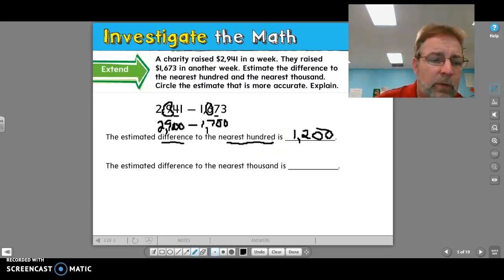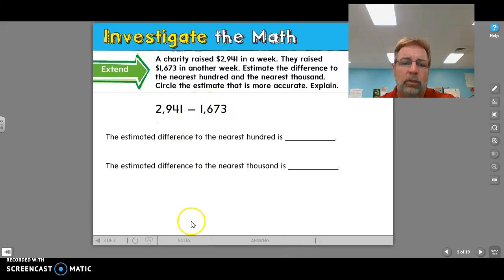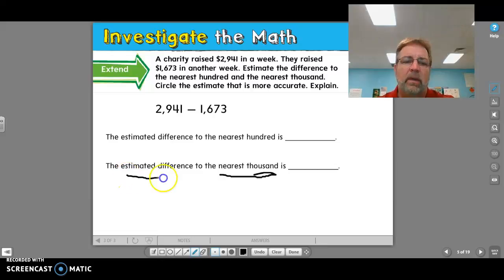Now, Ms. Thomas, if you would, pause it again, and I want you to take those same two numbers and round them to the nearest thousand. Okay, and estimate the difference. So go ahead and pause that and let them solve this.